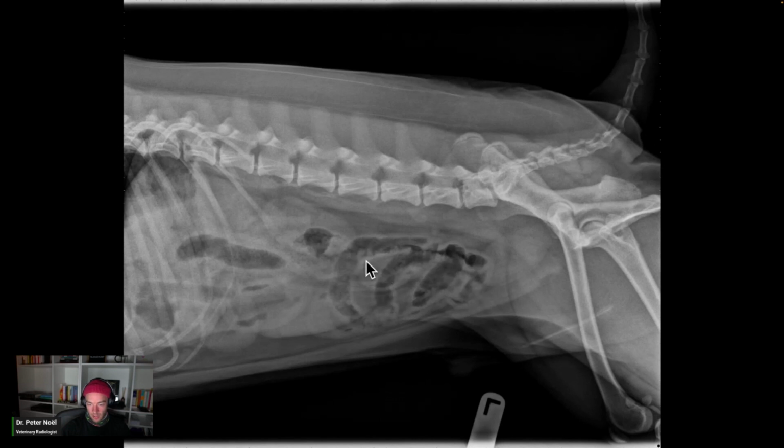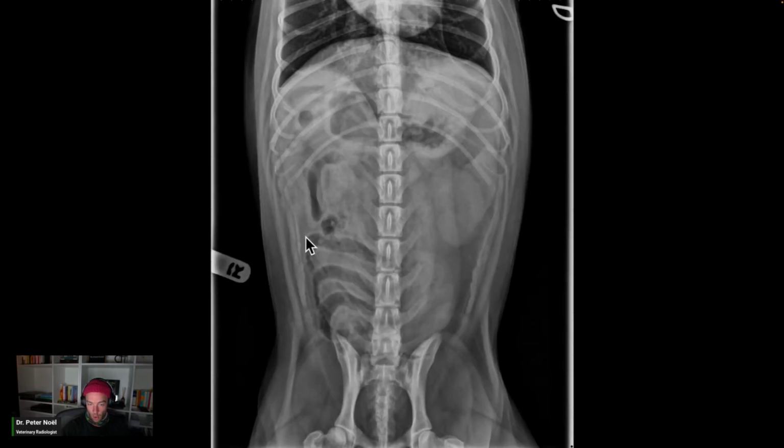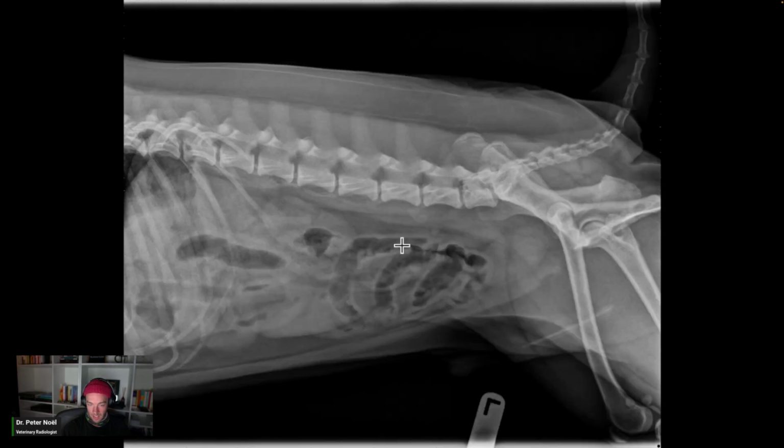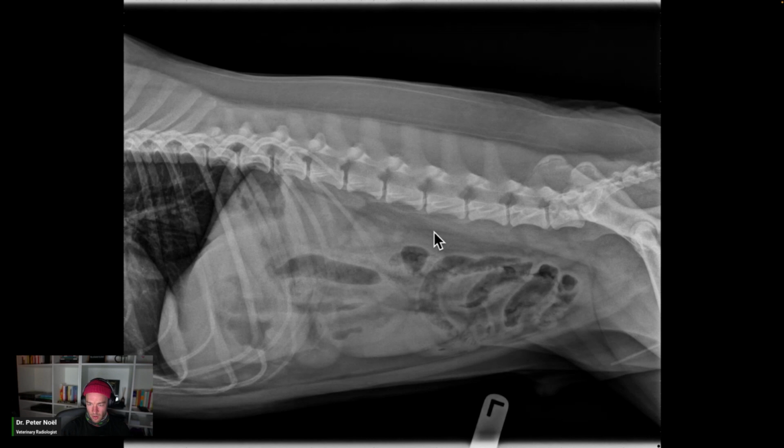there's a collection of loops in the right caudal abdomen that are mildly distended with gas and a small amount of ill-defined soft tissue. These loops are mildly pathologically distended, but not severely distended. The remainder of the small intestine is either empty or only mildly gas-filled. These distended loops are normal. There's some mild stacking, but there's no plication or corrugation.